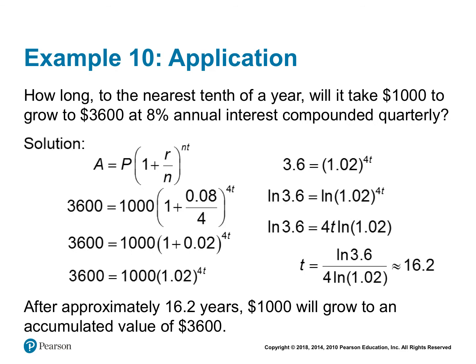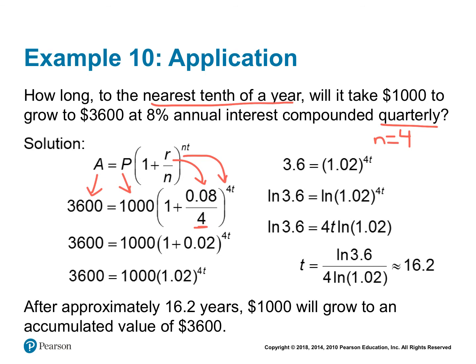And our last slide, how long to the nearest tenth of a year will it take $1,000 to grow to $3,600 at 8% annual interest compounded quarterly? So that would mean a 4 for the n. So we're going to start by just plugging in everything we do know. We know we're trying to get to 3,600. We know we started with 1,000. We know the interest rate is 8%, and we know the n is 4 on the top and the bottom.